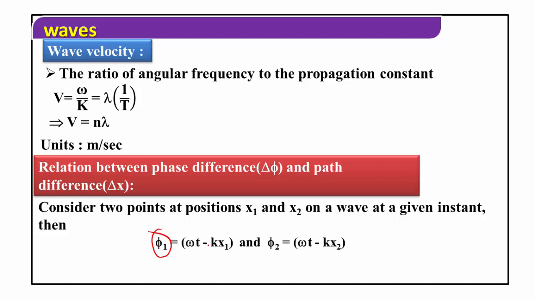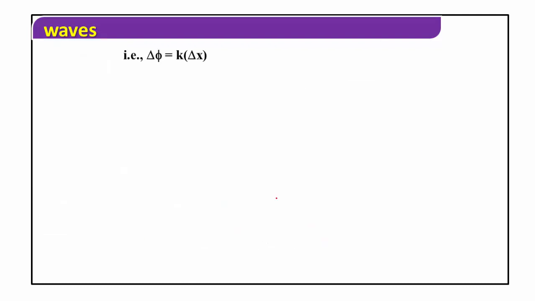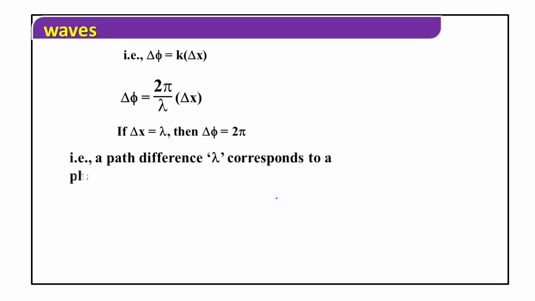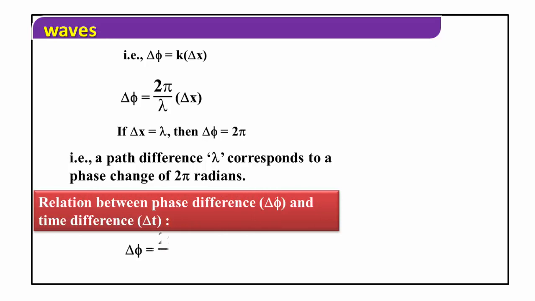φ1 equal to ωt minus kx1, φ2 equal to ωt minus kx2. But φ1 minus φ2 is k into (x2 minus x1). Therefore, x2 minus x1 means the change in the position of that wave. Δφ equal to k, which is 2π by λ, into Δx. Therefore, when Δx is equal to λ, Δφ is equal to 2π, if the path difference corresponds to the phase change of 2π radians. Therefore, Δφ equal to 2π by T instead of Δx. Here you write Δt.